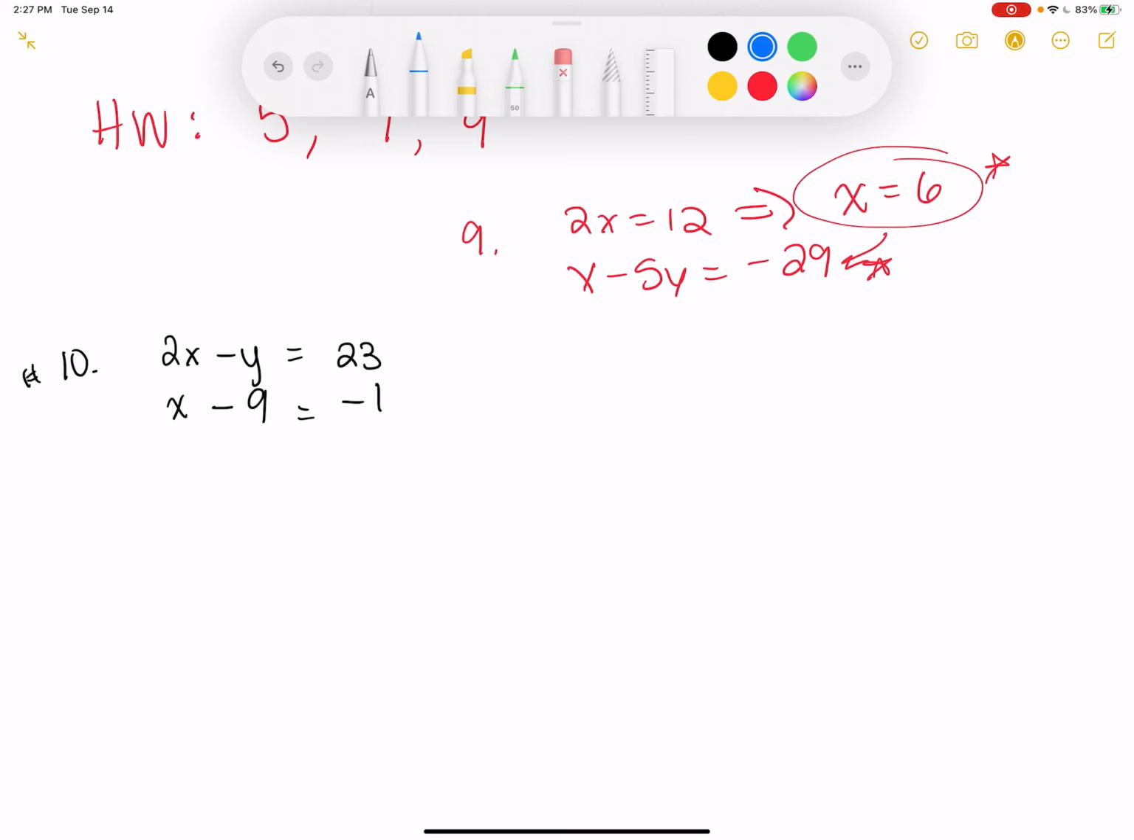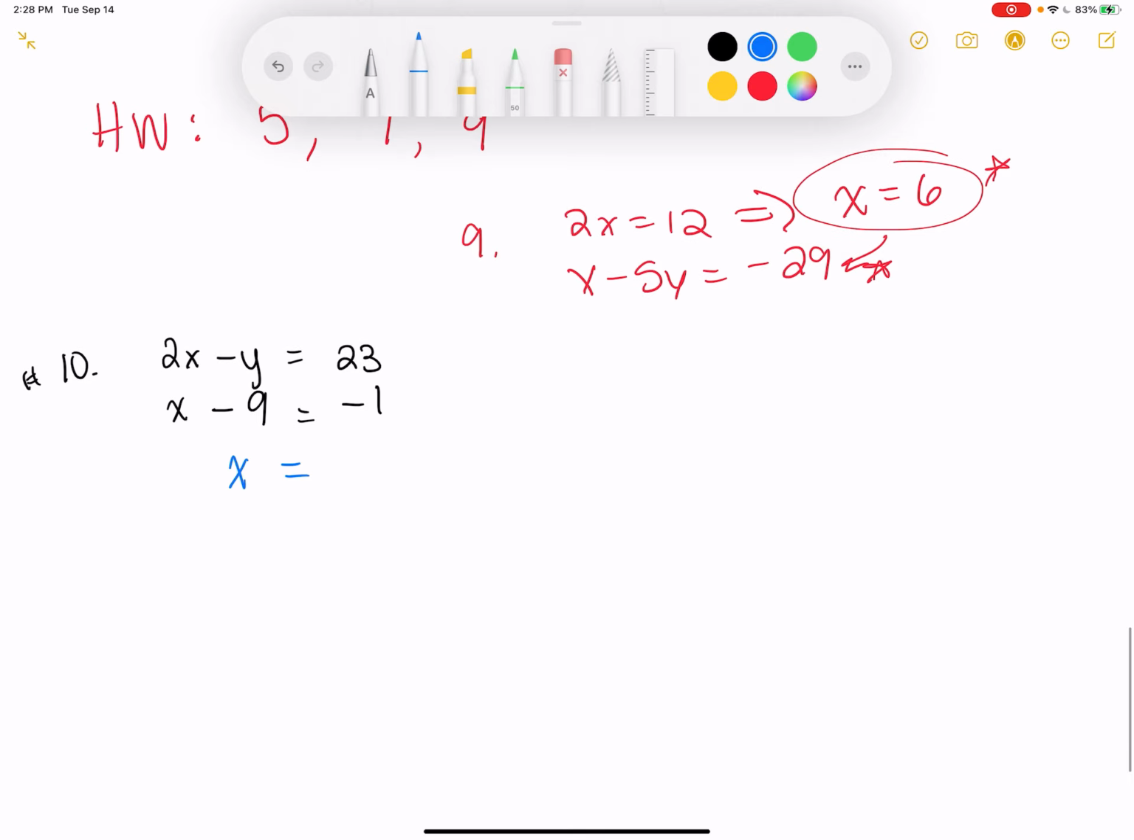What do you notice about these two equations? About the variables? There's no y in the second one, and we need to change it to get the variable by itself. Okay, both of you are right. All right, so how do I get this x by itself? Add 9. Yeah. Add 9 over, so x is equal to -1 plus 9, which is +8.